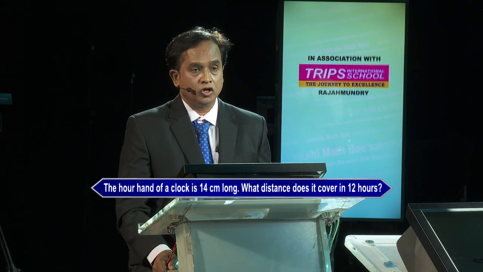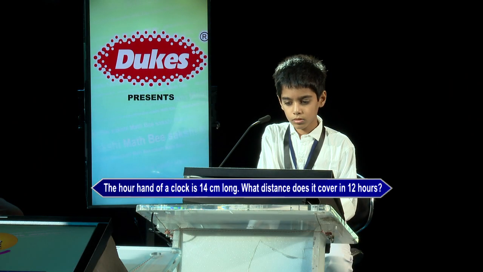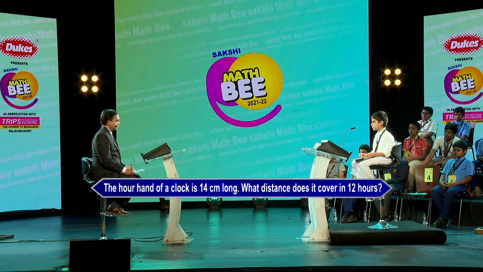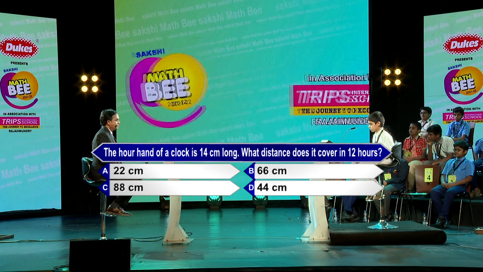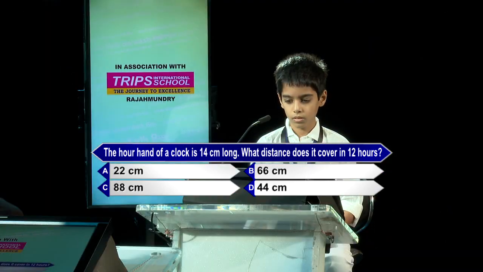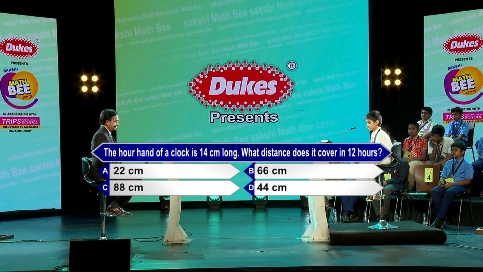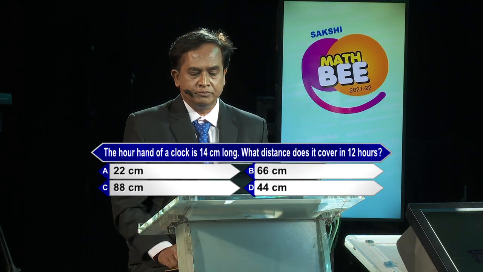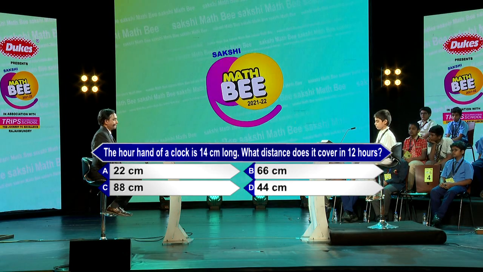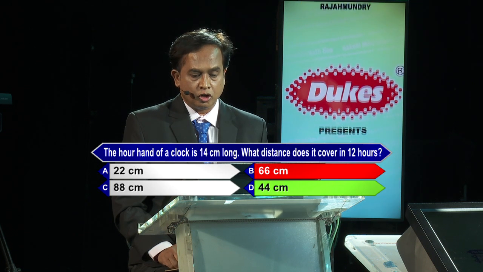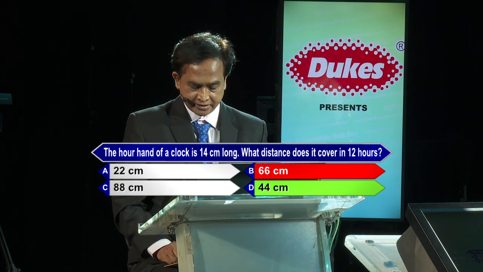The hour hand of a clock is 14 centimeters long. What distance does it cover in 12 hours? Your options are A 22, B 66, C 88, D 44. Sir, 66. Kindly lock option B, 66 centimeters. I'm so sorry, option B, 66 centimeters is wrong. Option D, 44 centimeters is correct.